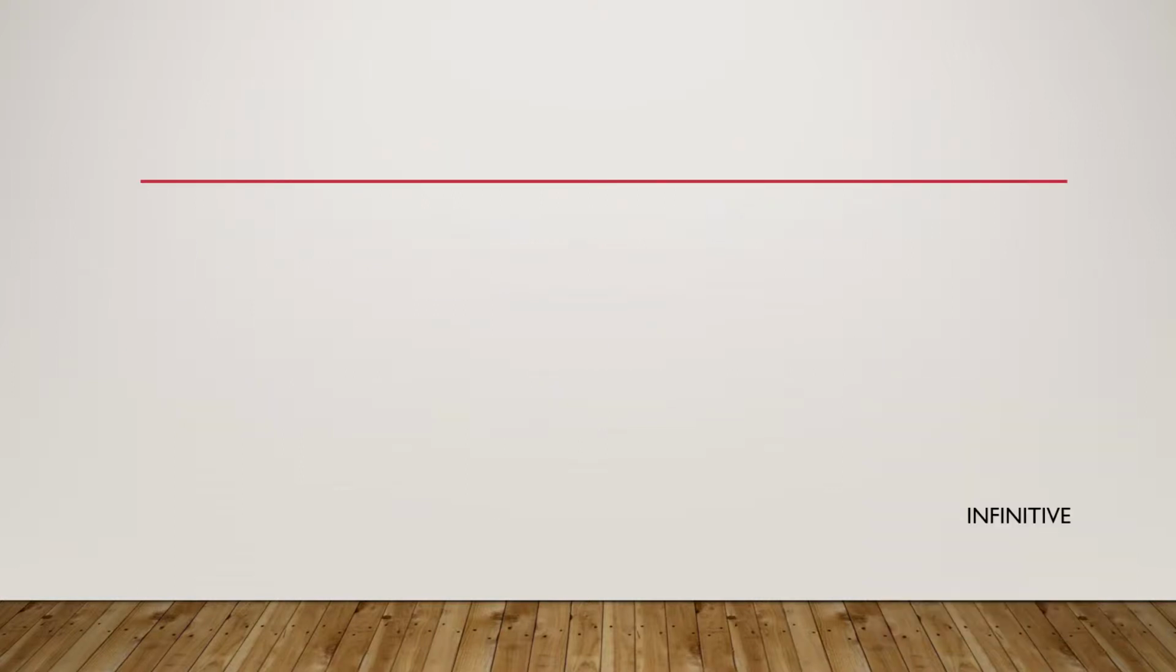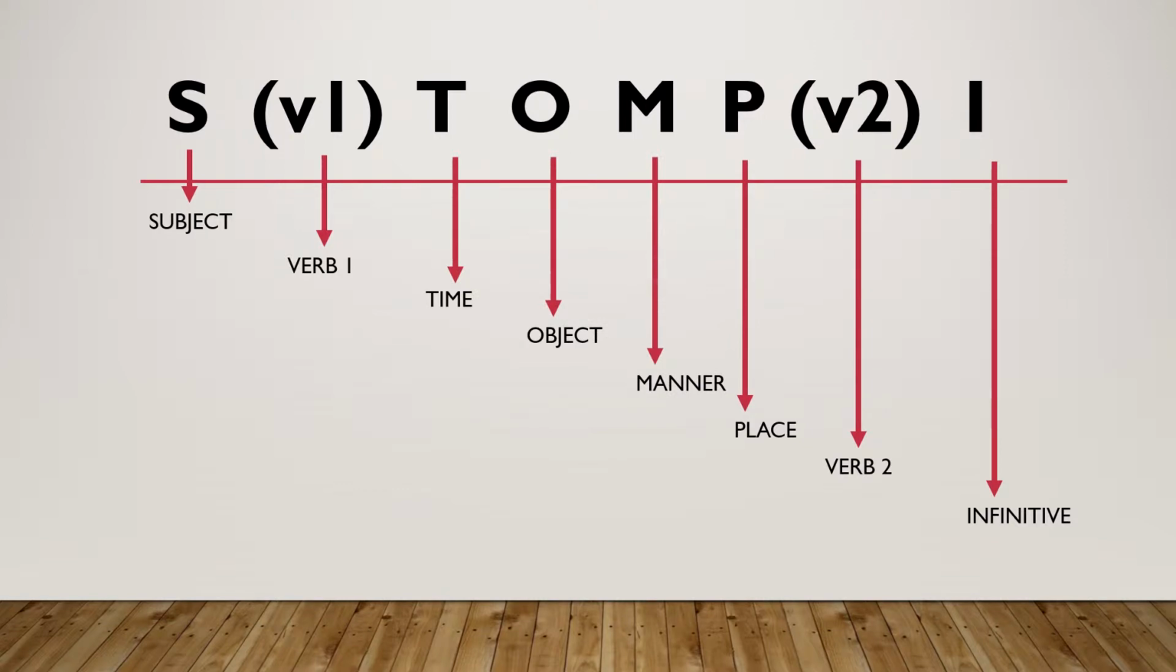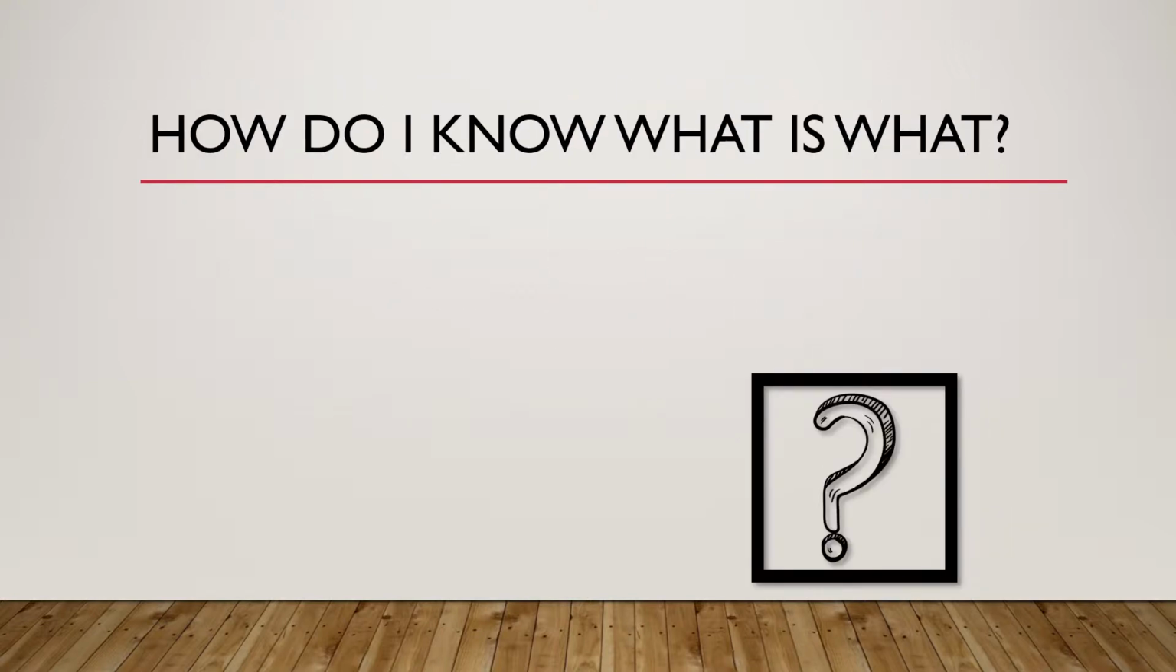So when I look at stompie, each one of these letters is an acronym for something else. I start with my S, which is my subject, my V1, which is my verb 1, my T, which is my time, my O, which is my object, my M, which is my manner, the P, which is my place, V2, which is my verb 2, and then my I, which is my infinitive. So when I take a sentence, I have to know what is what in that sentence.